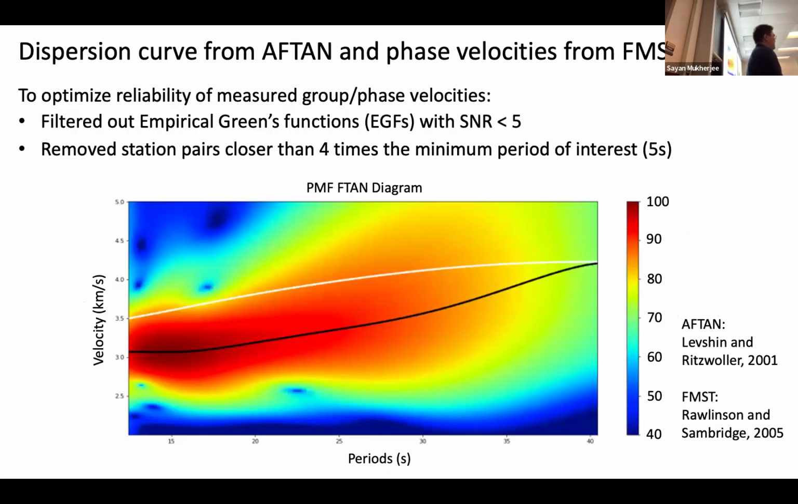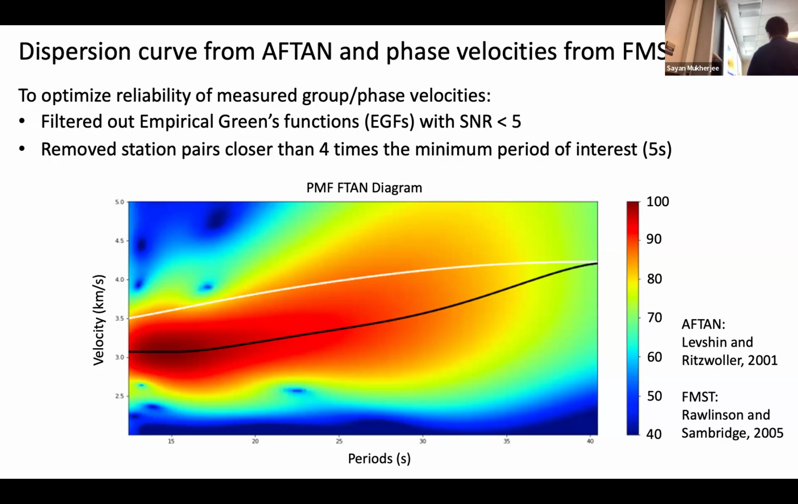This is just an example of the dispersion curves we obtained using a Python package called AFTAN. After getting the group velocities, we use another Python package called FMST to calculate the phase velocities. In order to optimize the reliability of our results, we filtered out the empirical Green's functions that have a signal to noise ratio smaller than 5. And we also removed station pairs that are closer than 4 times the minimum period of interest, which is 5 seconds in our study.